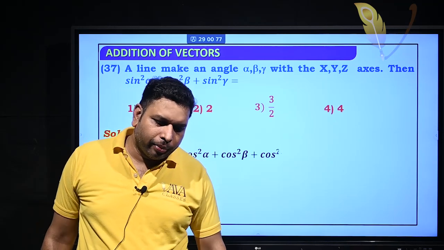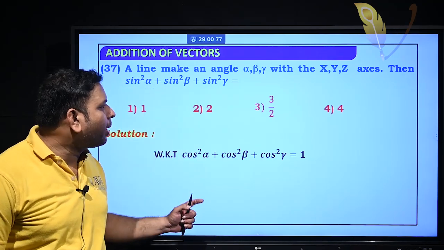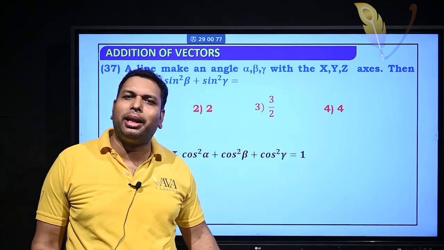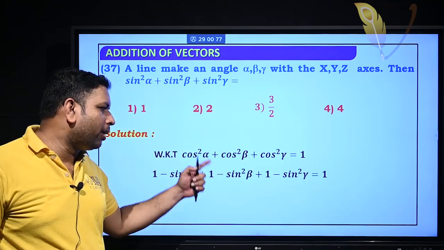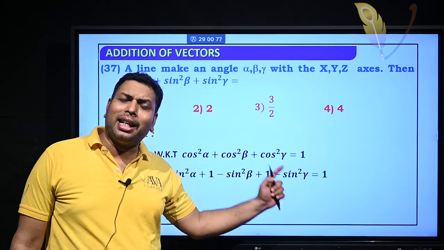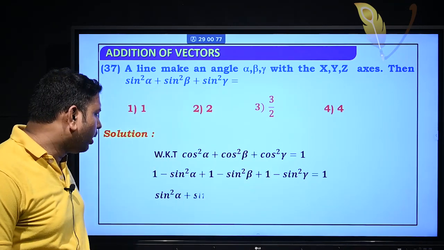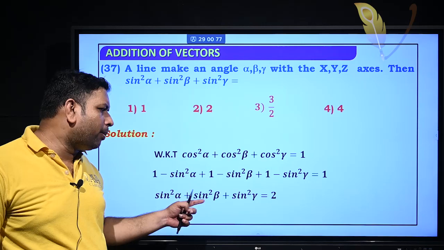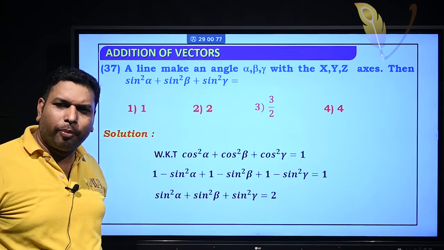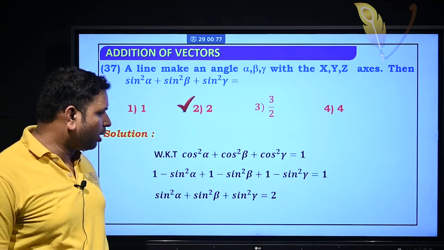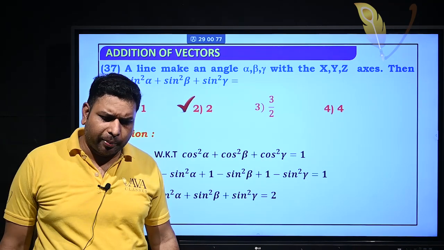Now solution. We know that cos square alpha plus cos square beta plus cos square gamma equals 1. That implies 1 minus sin square alpha plus 1 minus sin square beta plus 1 minus sin square gamma equals 1. So sin square alpha plus sin square beta plus sin square gamma equals 3 minus 1, which is 2. So the second option is the right option, students.